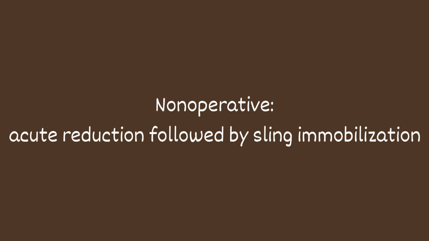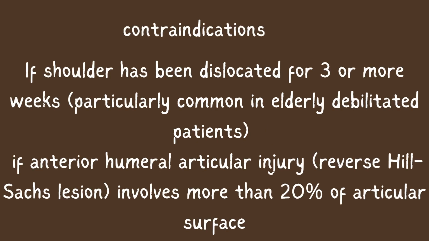So what will be the management of posterior shoulder dislocation? Simply acute reduction followed by sling immobilization. But there are a few contraindications to reduction of the posterior shoulder dislocation: if the shoulder has been dislocated for 3 or more weeks, particularly common in elderly debilitated patients; or if the humeral articular injury is present, such as a reverse Hill-Sachs lesion involving more than 20% of the articular surface.